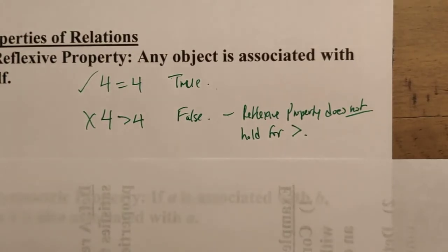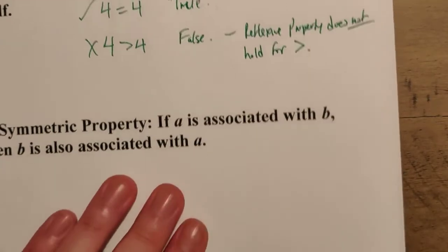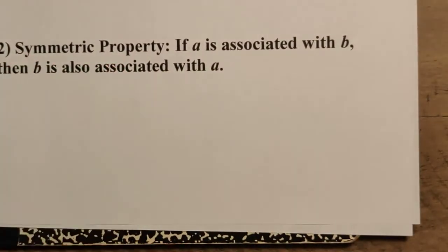And this you can replace equality and greater than with anything here. Okay? So you have this idea of reflexive property in this situation here, right? That's the first of the relations we're going to look at. The second relation we're going to be looking at is something known as the symmetric property. If A is associated with B, then B should also be associated with A here.